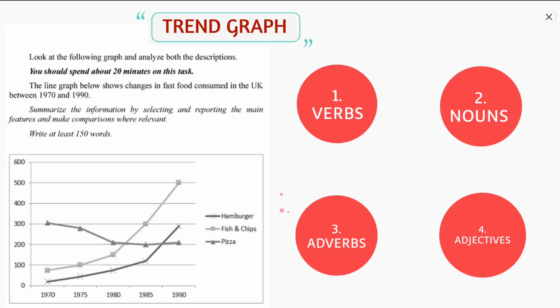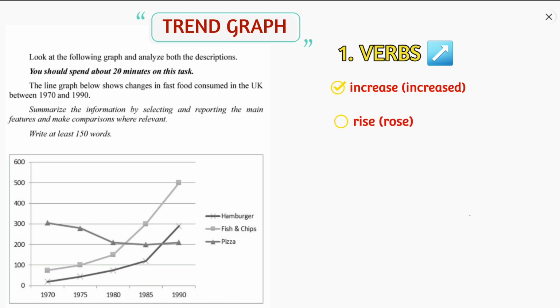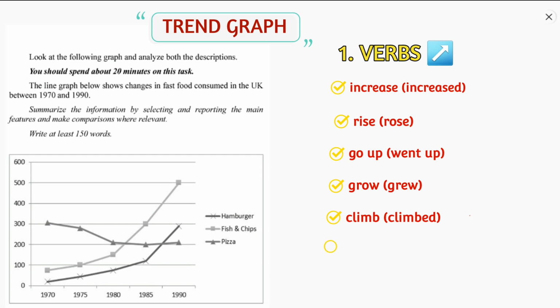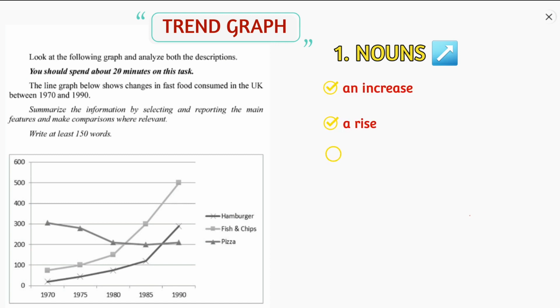So let's see what verbs and nouns you can use for an upward trend. Here, verbs for an upward trend: increase or increased, rise or rose, go up or went up, grow or grew, climb or climbed, surge or surged, soar or soared, rocket or rocketed. Now we'll see what nouns we can use: an increase, a rise, a growth, a raise, a climb, an upward movement, a surge, right?